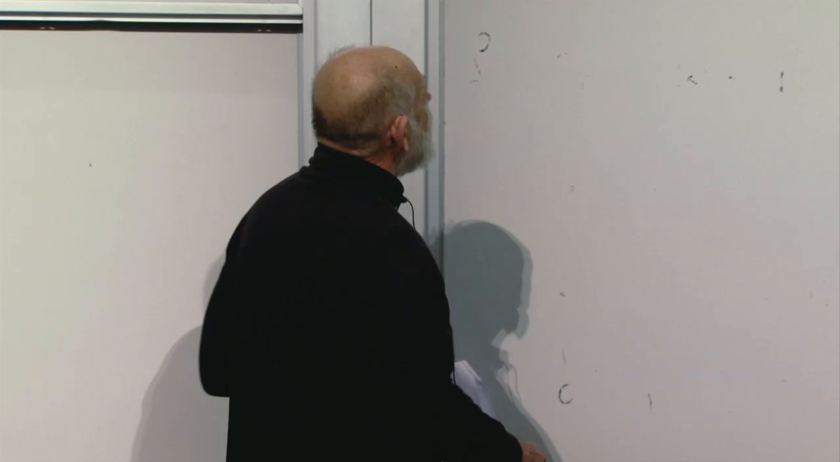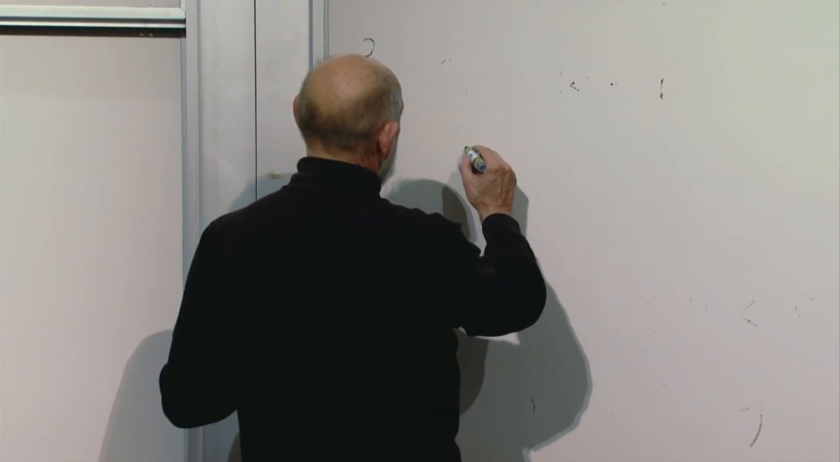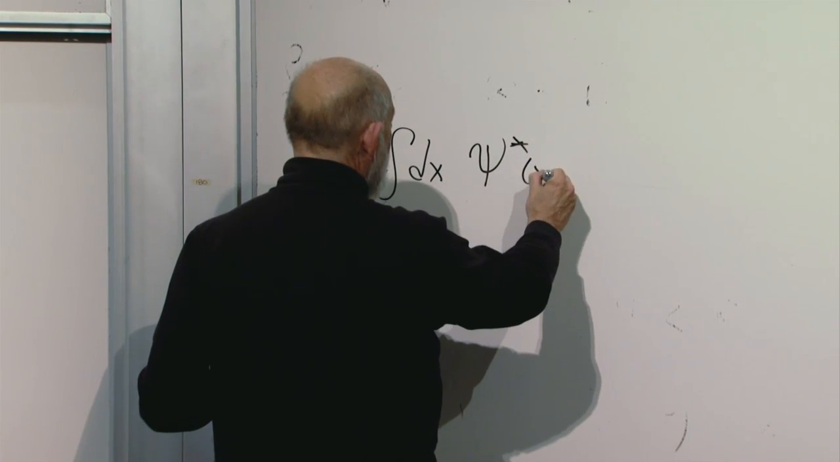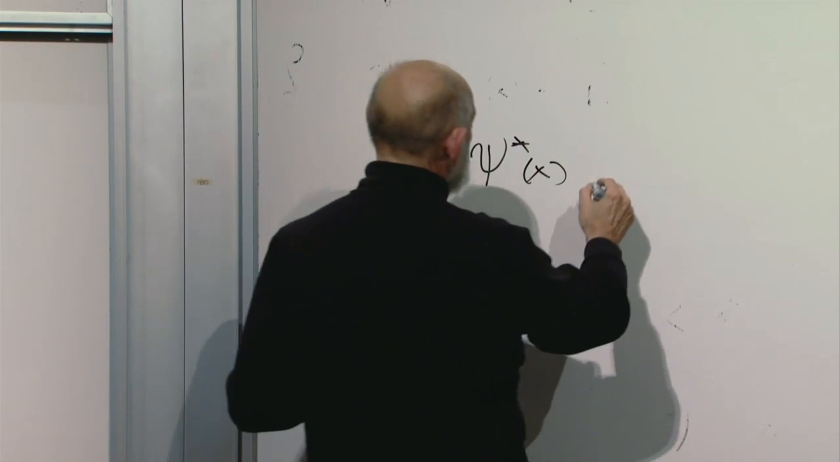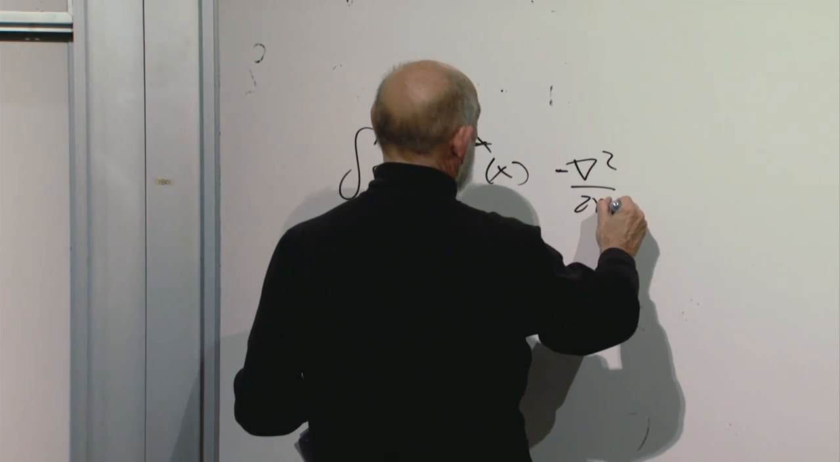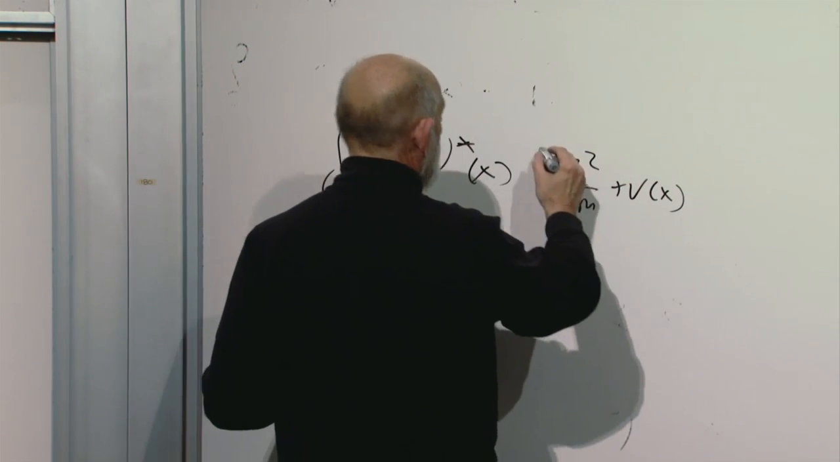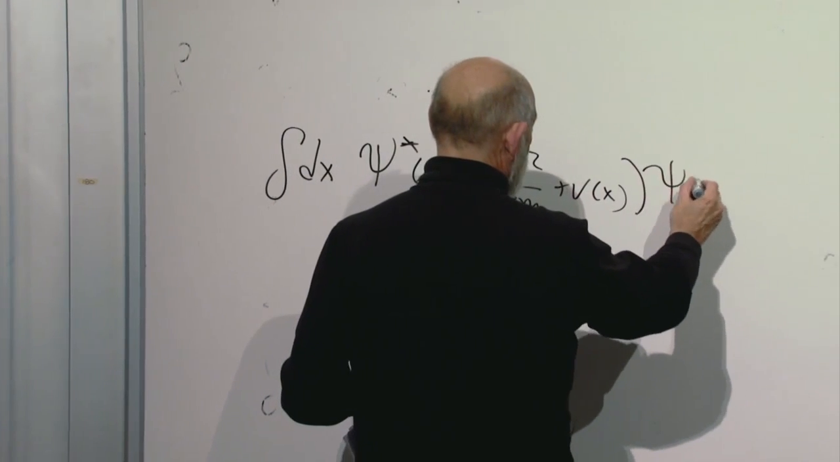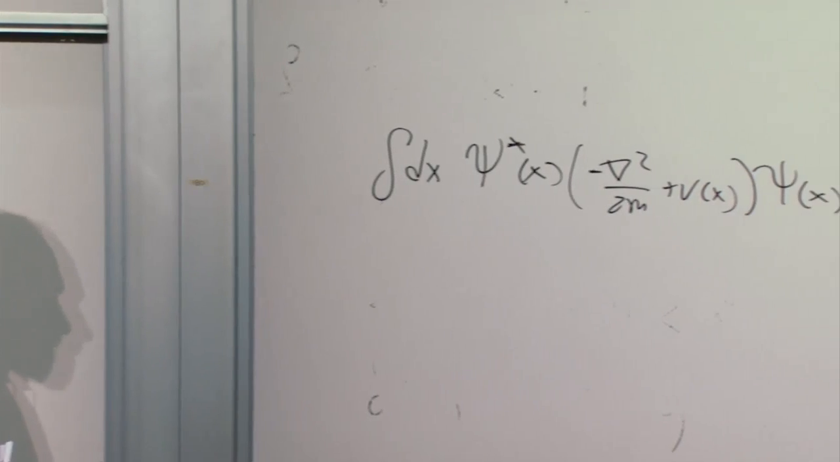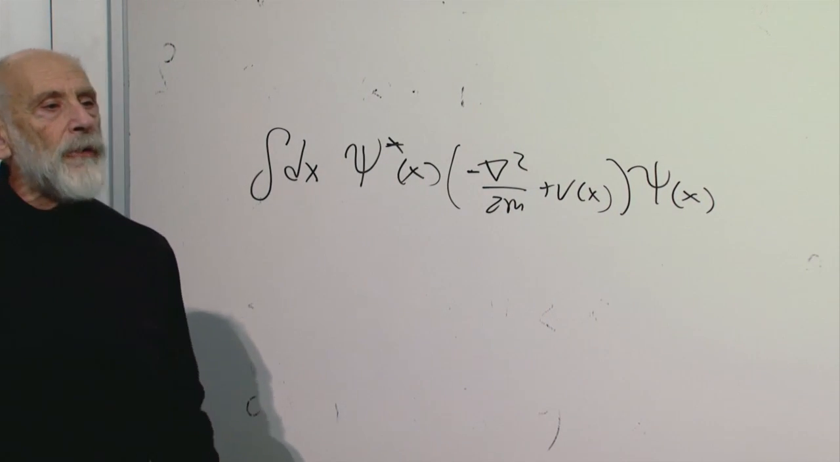Okay. Before I do, let me point out something about ordinary quantum mechanics, one-particle quantum mechanics. Supposing I wrote down the expression integral dx psi star of x, any wave function, whatever, times minus del squared over 2m plus v of x, psi of x. What would this thing be? Anybody know? It's the expectation value of the energy.